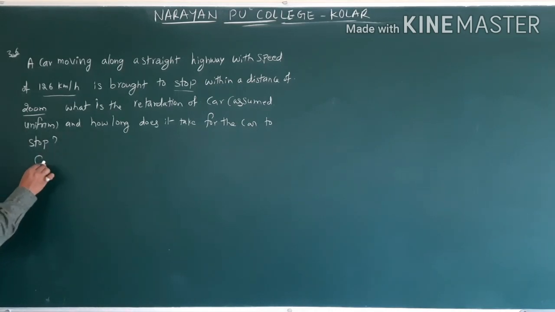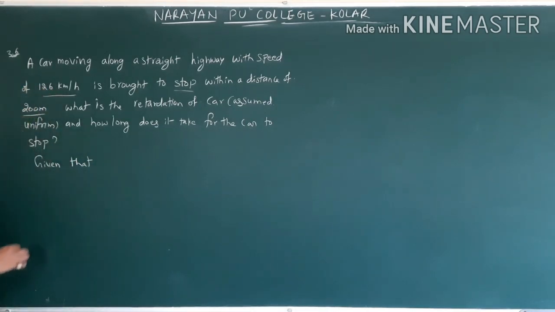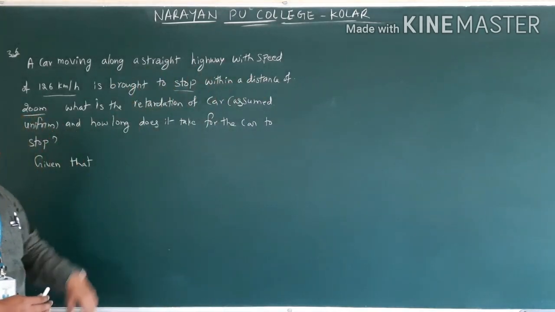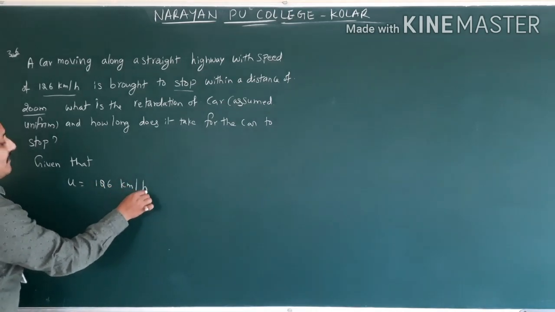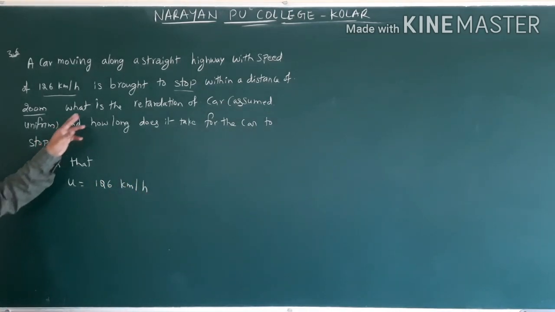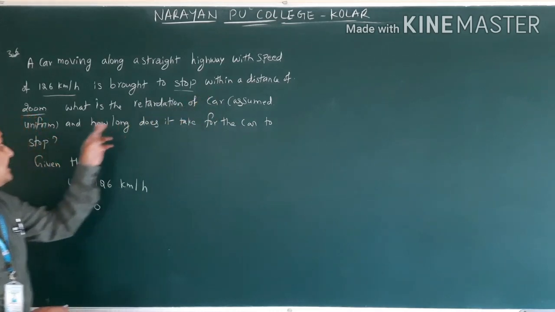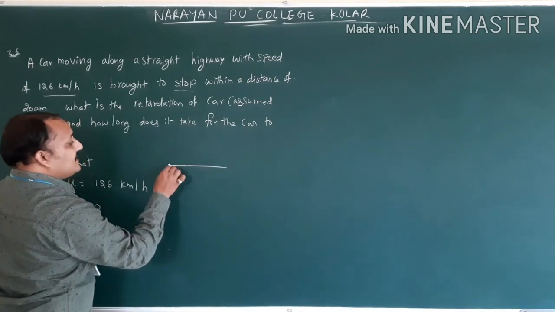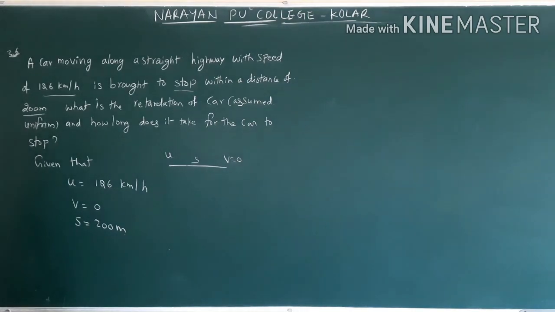Whenever we are solving a problem, we should write the given data. So what did they give? Initial velocity. It is moving with a speed of 126 km per hour. It is moving in a straight line, therefore both speed and velocity will be the same. So initial velocity u is equal to 126 km per hour. And brought to stop, final velocity 0, within a distance of s is equal to 200 meters. So it is starting with initial velocity u, final velocity 0, displacement s.